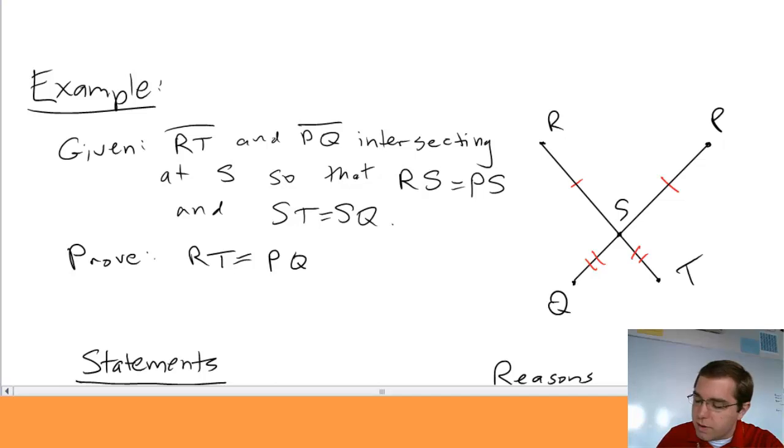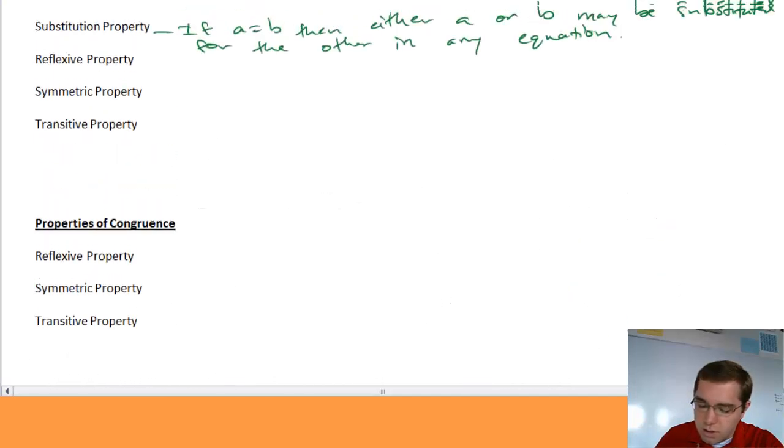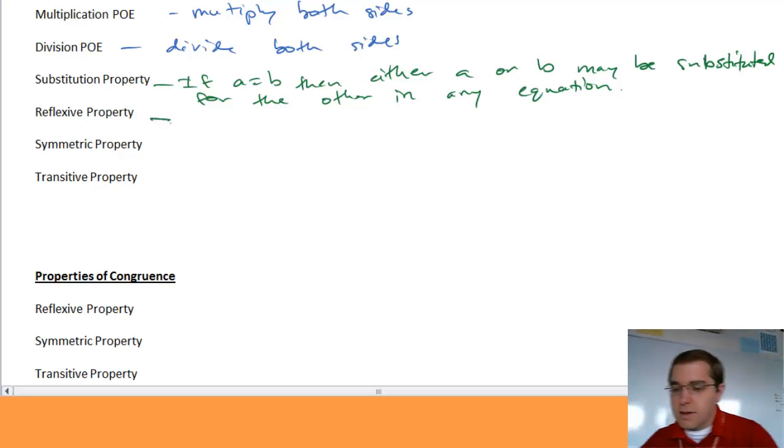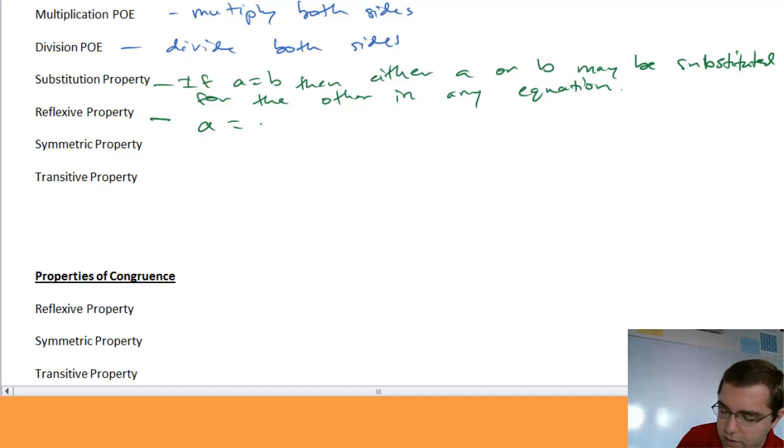The reflexive property says essentially something is equal to itself. A equals A. Pretty simple. But a simple idea that is used all the time, and we just don't realize we're using it. We just implicitly understand that something is equal to itself. The reflexive property puts that into a property form.